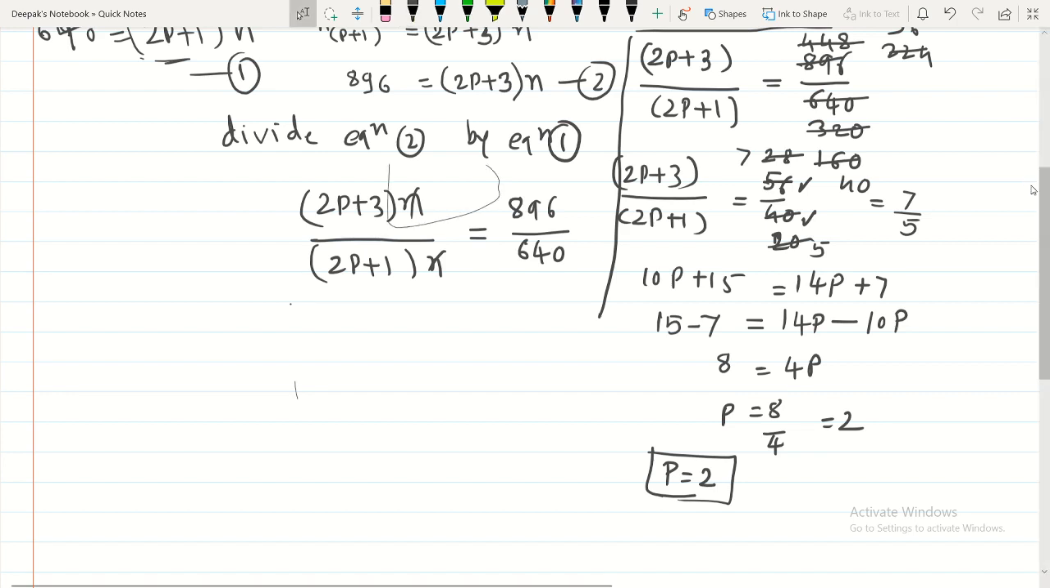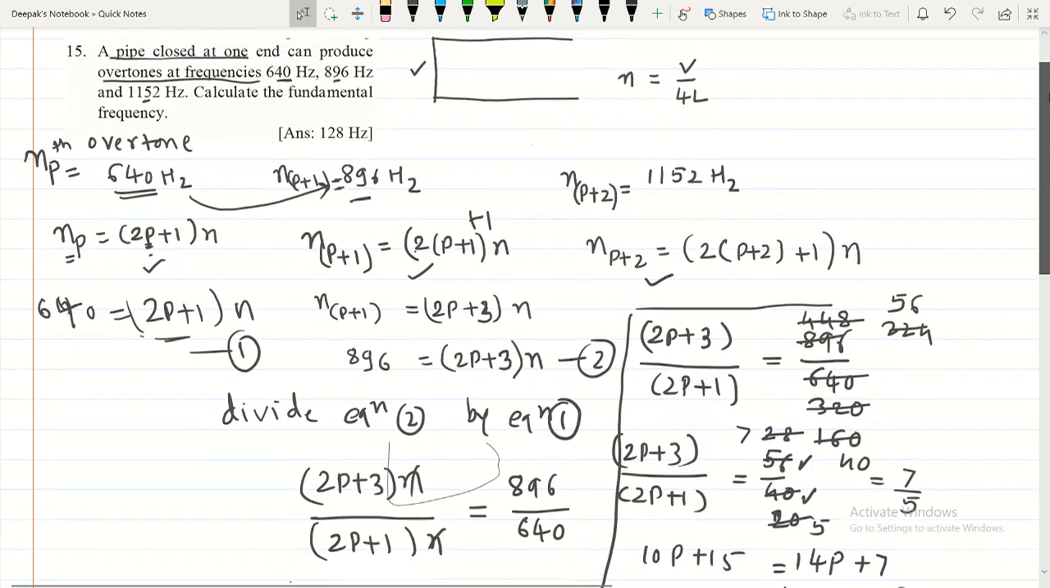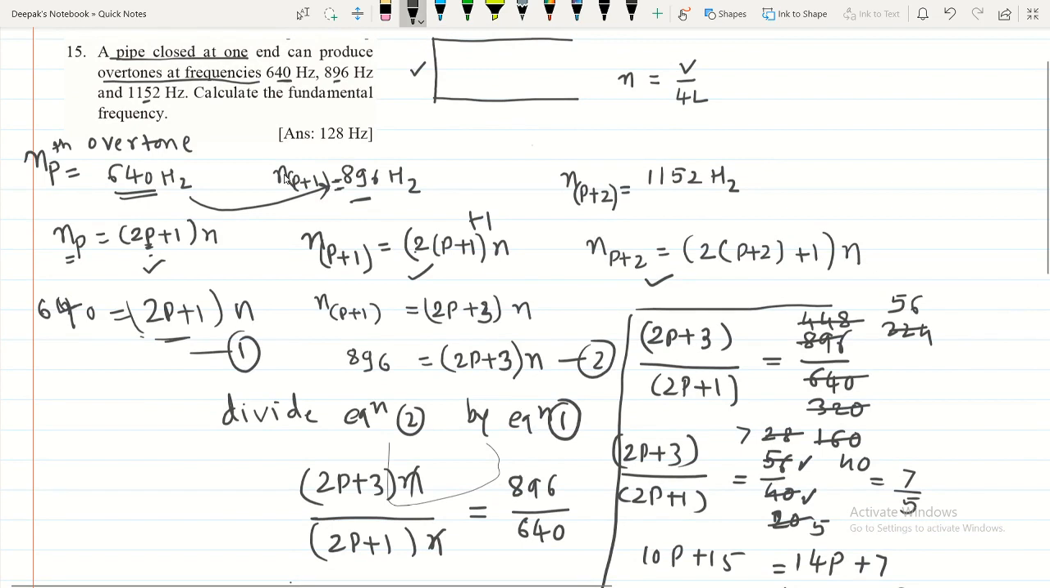Okay, so how to solve this particular problem? Again we need to reach this particular part. Which part? This part, right? So p equals 2, so n2 will be, instead of p we will place the 2, because p equals 2, we got n2 equals 640, right?